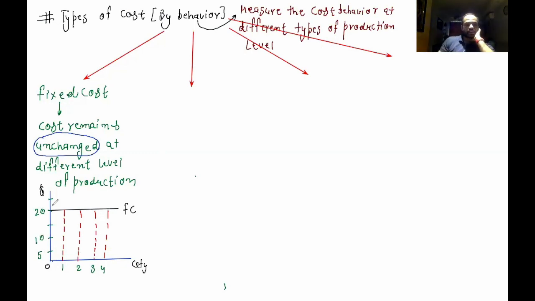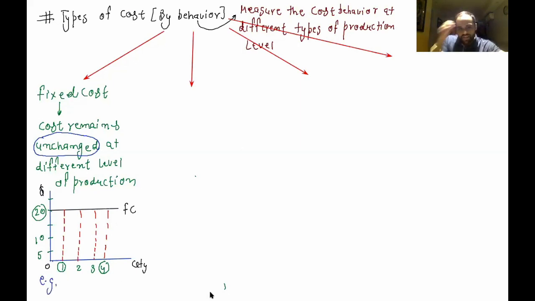So you can see that if you produce one, your cost is 20. You produce 4, your cost remains unchanged, which is 20. Which means you increase production to 4, you decrease production to 1, or you make your production 0, your cost is always 20. That's called fixed cost. Increase or decrease or zero production, we still have a fixed cost. Now, what could be an example of a fixed cost?